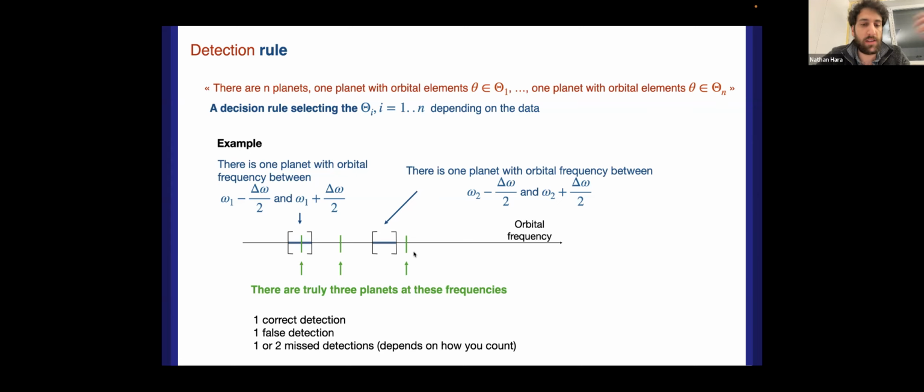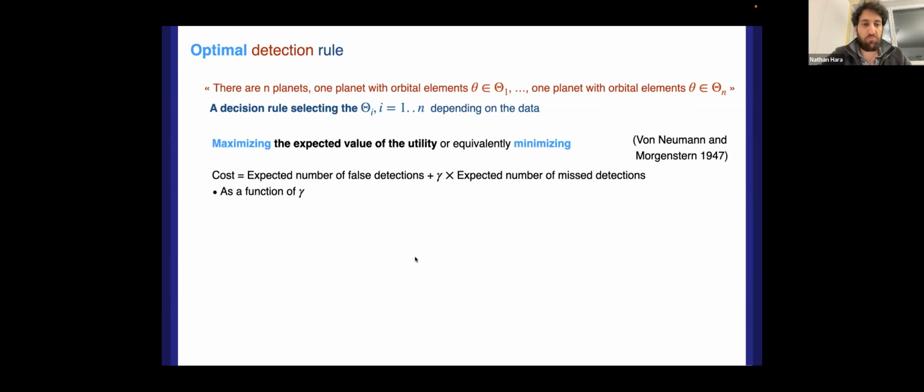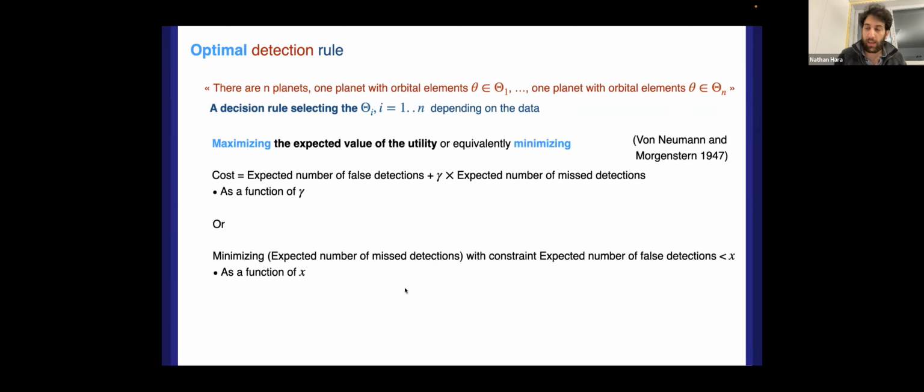So they are misdetections. So now, if I want to optimize my decision, I want the decision which maximizes a certain utility. And my utility is the expected number of false detections plus a certain cost ratio, gamma, times the expected number of misdetections. And I can look at the problem in another way and say, well, I have a certain false detection budget. I don't want too many false detections. And for all the criteria which satisfy this criterion, I want to maximize the number of true detections, or equivalently to minimize the number of missed ones.